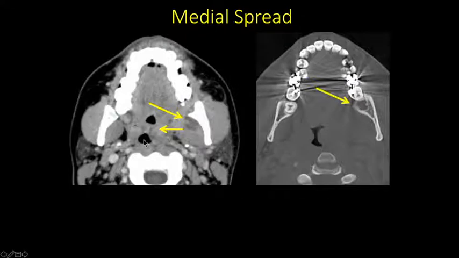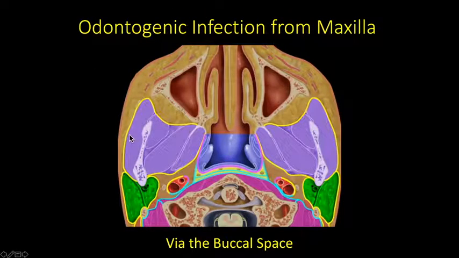posterior mandible. And here's that green arrow showing you the normal parapharyngeal fat on the unaffected side between the medial pterygoid and the oropharyngeal mucosal space. Odontogenic infection can also come from the maxilla, in which case it's going to cross the buccal space and it can then go into the masticator space.